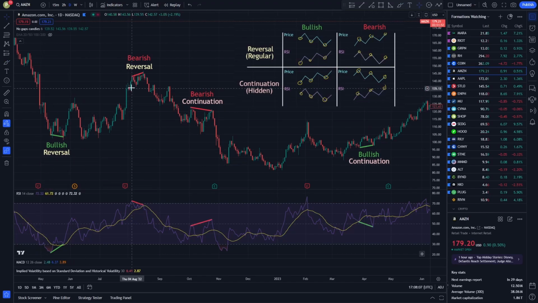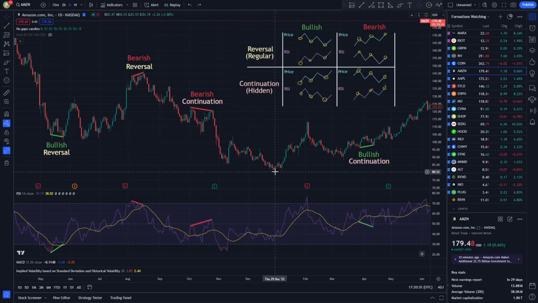This uptrend continues until price makes a higher high, but RSI makes a lower high, meaning we have a bearish reversal divergence setup. This uptrend reverses into a downtrend, and the divergence correctly indicated when that was going to happen. In this downtrend, we see a bearish continuation setup whenever price makes a lower high, but RSI makes a higher high, and this divergence correctly indicated the sharp decline in price that ensued.